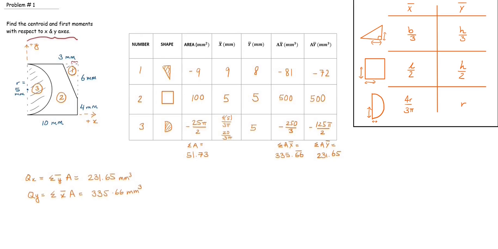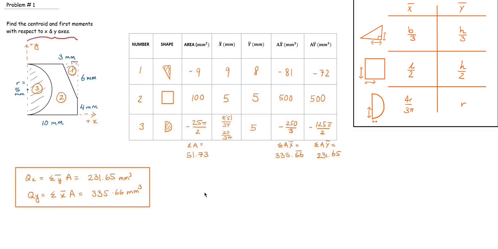So the first moment of the composite shape: the first moment of area for the x-axis is equal to the summation of the y bar times the area, and that gives you what we solved for already, and that just gives you 231.65 millimeters cubed. And the first moment of area for the y-axis is equal to 335.66 millimeters cubed.